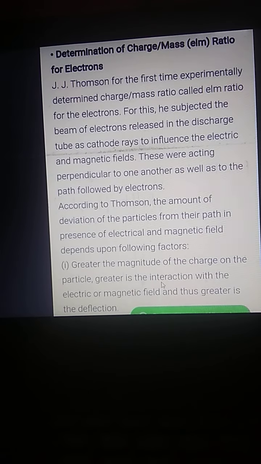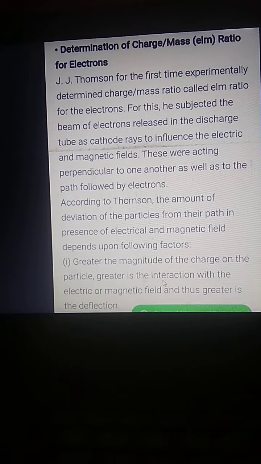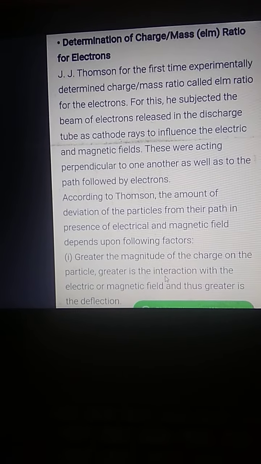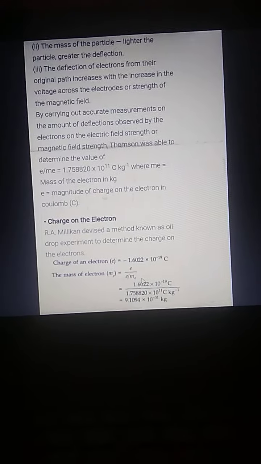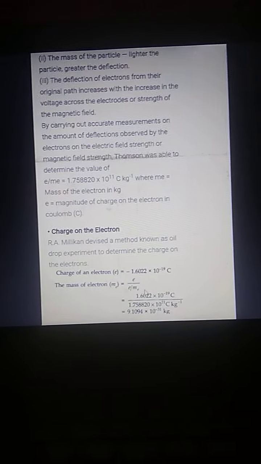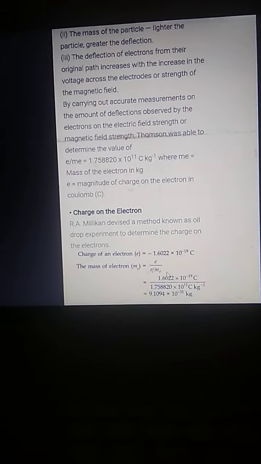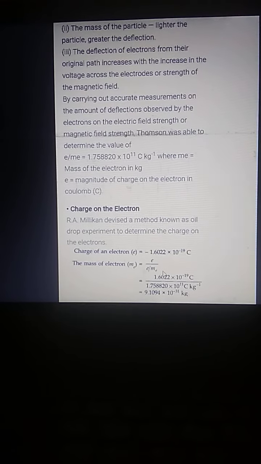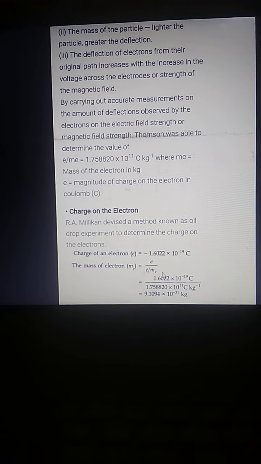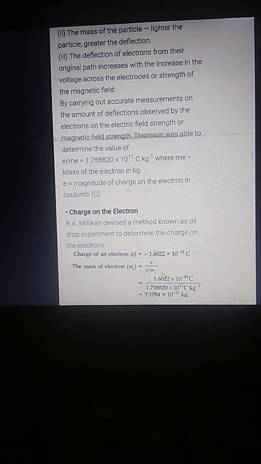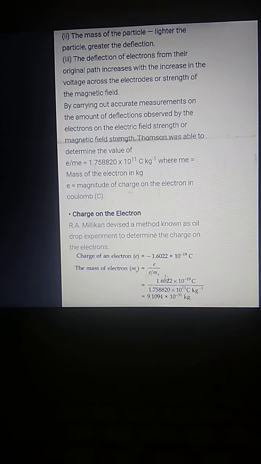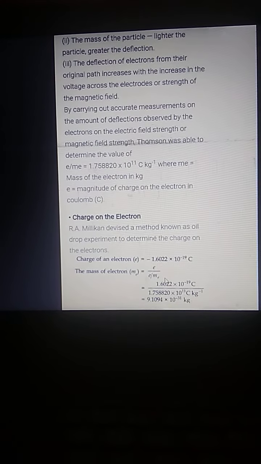The greater the charge, the greater will be the deflection. But for the mass, if the particle is lighter, then the deflection will be greater. Greater the charge, greater the deflection. But lighter the particle, greater the deflection. So these were the two factors on which the deflection of the particles depends while studying charge to mass ratio.